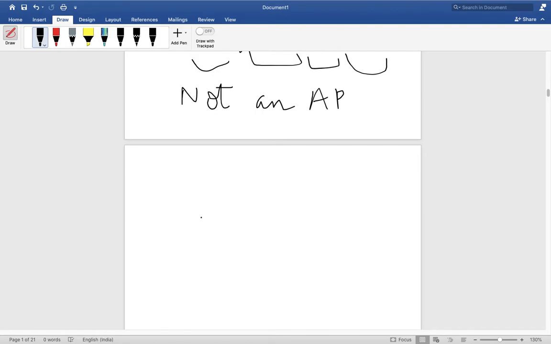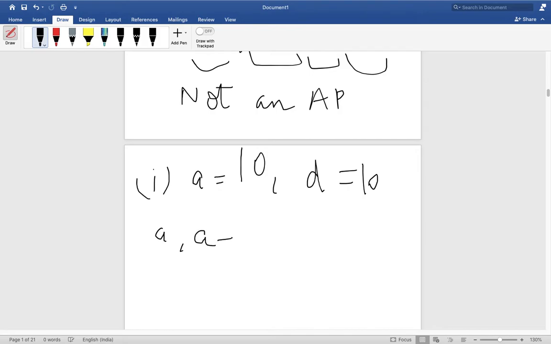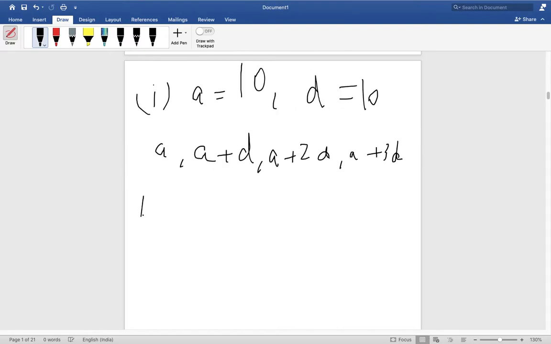Now let's have a look at the second question. Write 4 terms of the AP when the first term A and the common difference D are given as below. It's really simple. A is 10, D is 10. First 4 terms will be A, A plus D. You add the common difference to get the next term. That's it. A plus 2D, A plus 3D. So that's the 4 terms of the arithmetic progression. If A is 10 and D is 10, so A is 10, A plus D is 10 plus 10 is 20. Another 10 added, 30 and 40. That's it. That's the AP's 4 terms.